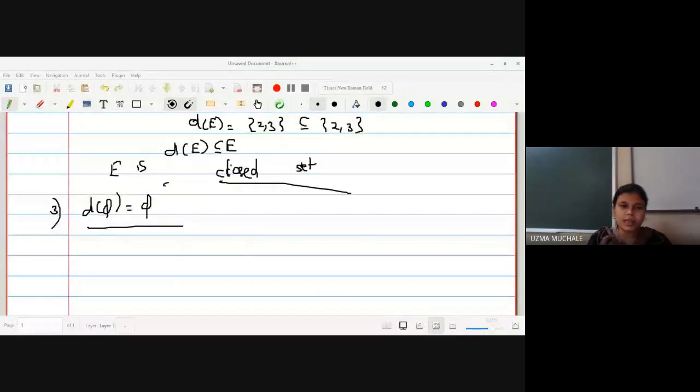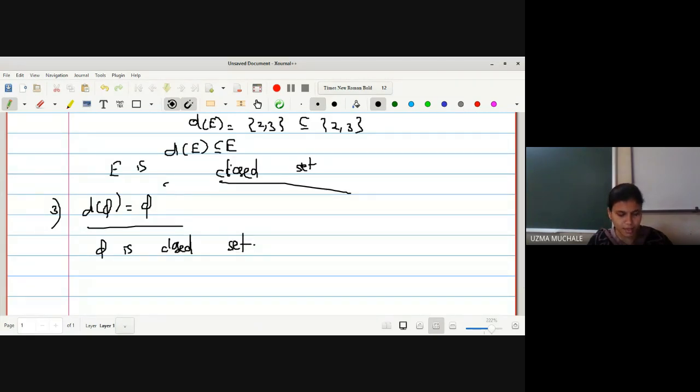There is no element whose limit point is not in it. So actually there are no elements in it, so how will we find the limit point? So we can say that the derived set of phi is phi, and hence we can say phi is a closed set. Okay. So actually phi and X both are closed and open, that we already know.